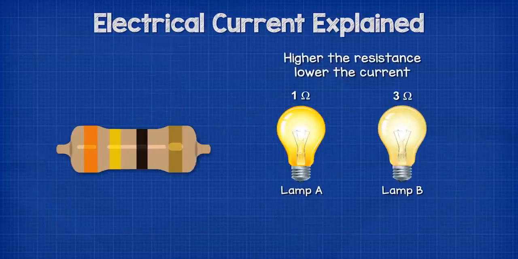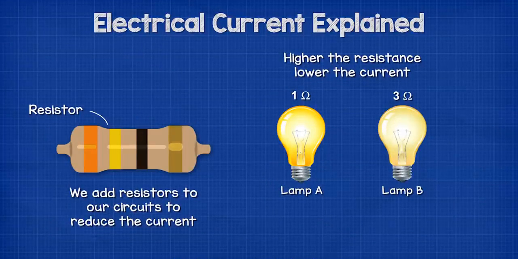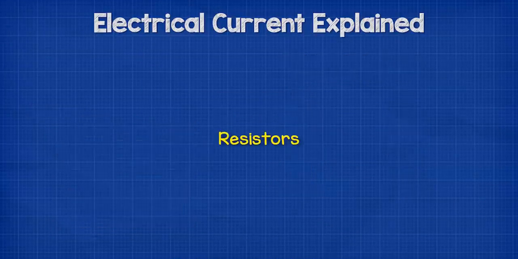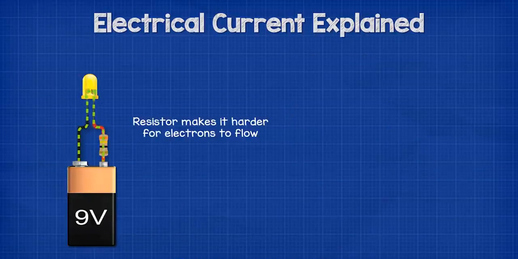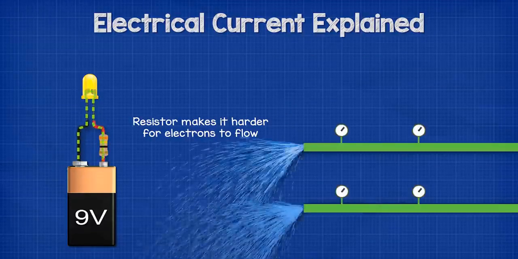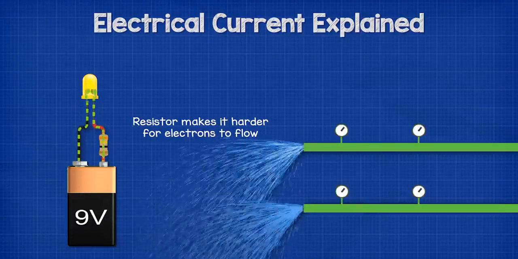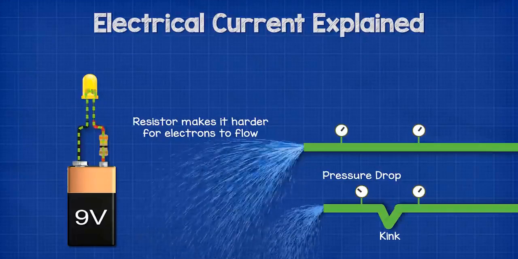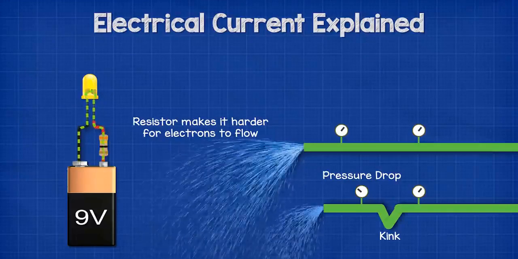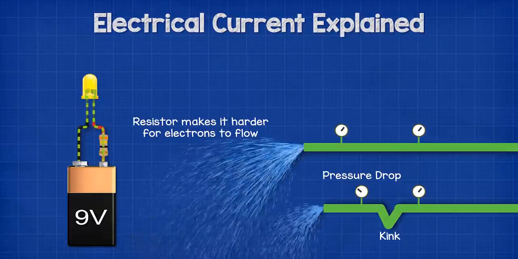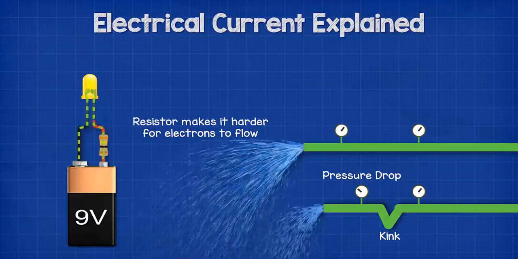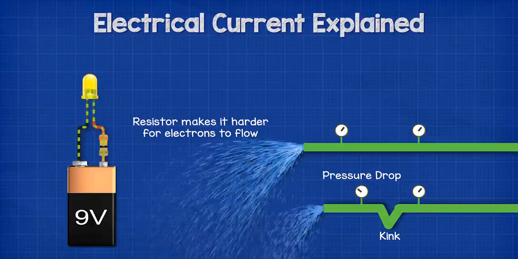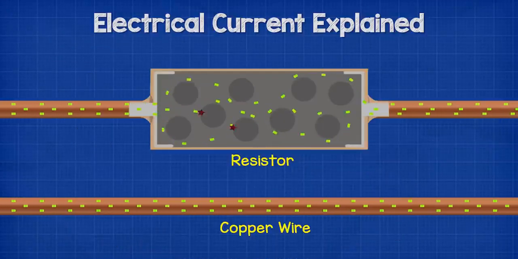Therefore, we can add resistors to our circuits to restrict how much current can flow. Resistors make it harder for electrons to flow through a circuit, and that's why we add resistors to the circuits, because they reduce the current. It's like having a kink in a pipe. This will add resistance to the flow of water, which reduces how much water can flow through. And as the water is colliding with the pipe wall, it's going to lose energy, so we get a pressure drop. The same with a resistor.